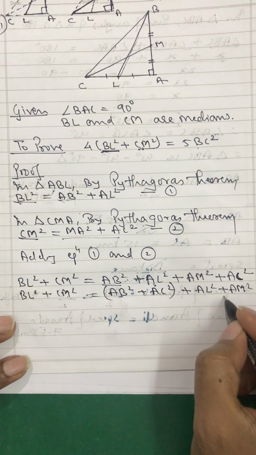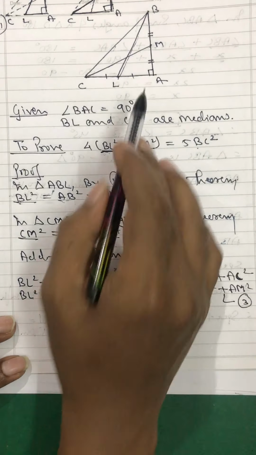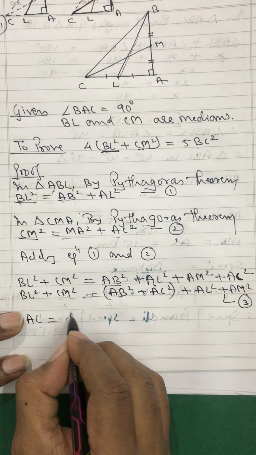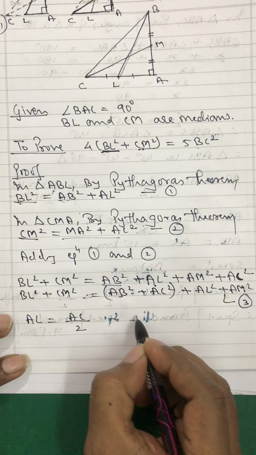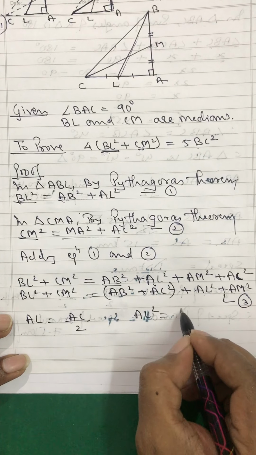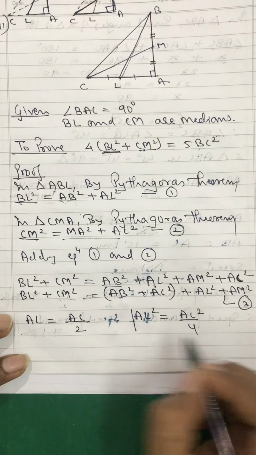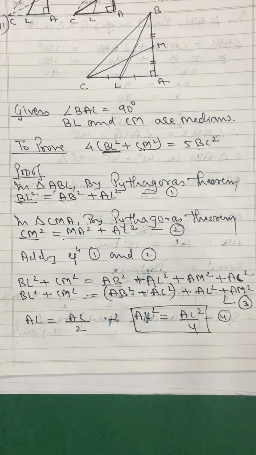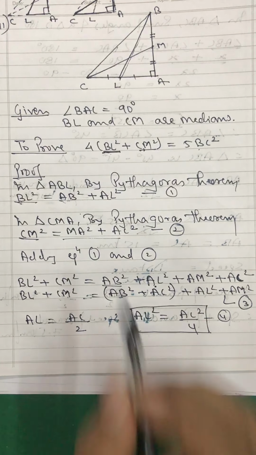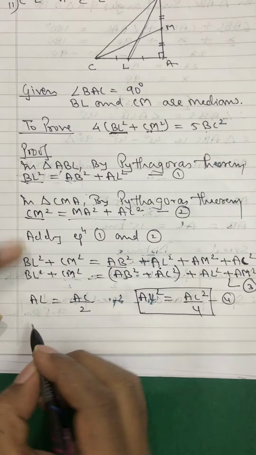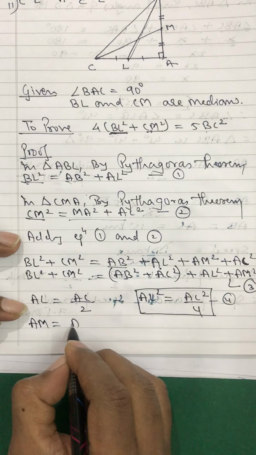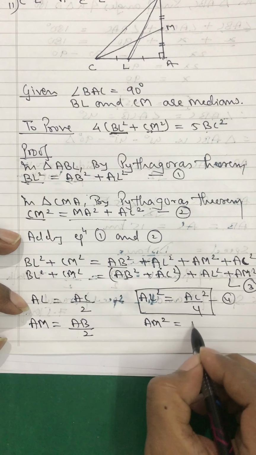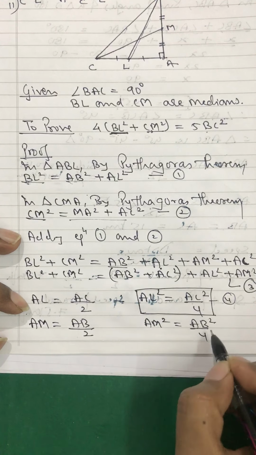what remains is AL square and AM square. So AL is basically half of AC. AL is equal to AC upon 2. Therefore AL square is equal to AC square upon 4. This is my 4. Fine. So similarly I go for AM. See, AM is basically half of AB. AM is equal to AB upon 2. Therefore AM square is equal to AB square upon 4.